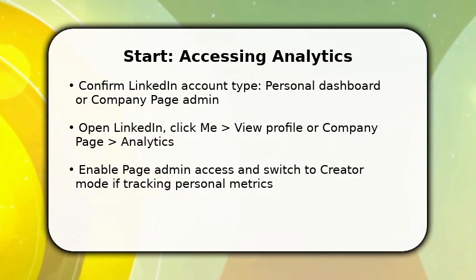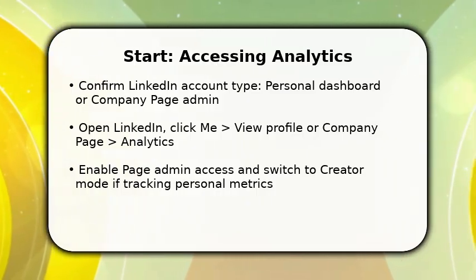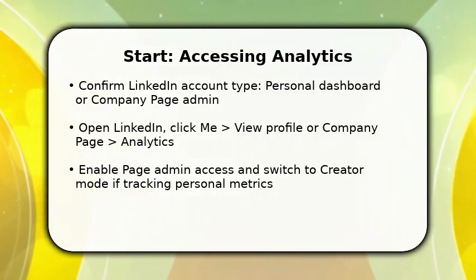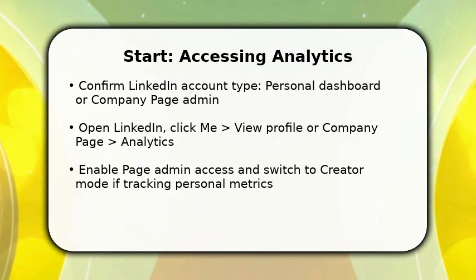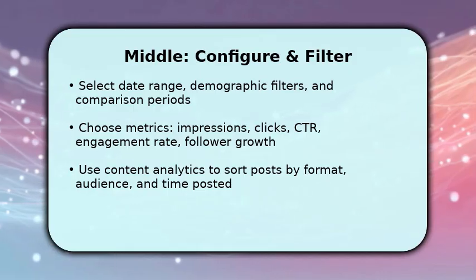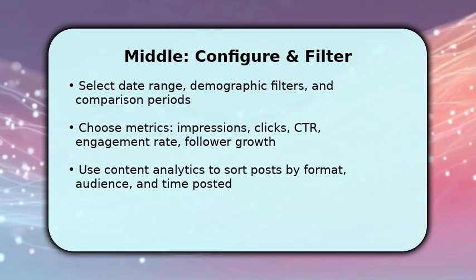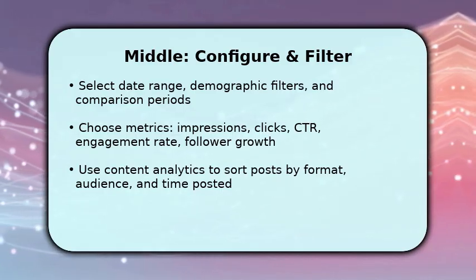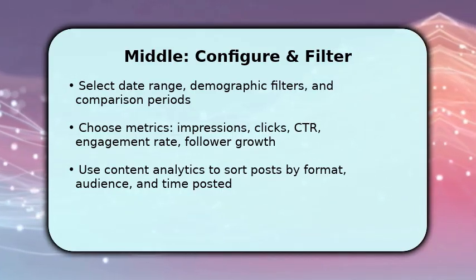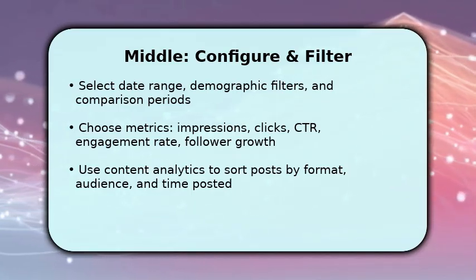This first step gets you into the reporting interface immediately and sets permissions so data collection and export options become available. You now configure the report. Pick a date range and add demographic filters like location, job function, or industry to see who engages. Then choose the metrics that matter: impressions, clicks, CTR, engagement rate, and follower growth, and compare periods to spot trends.